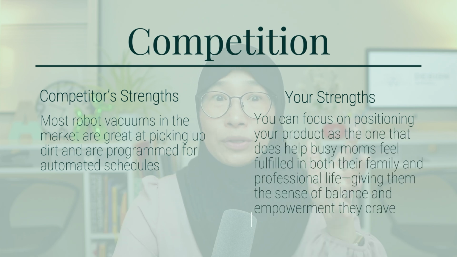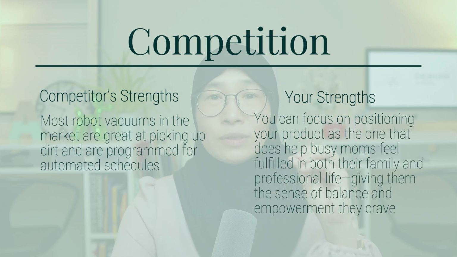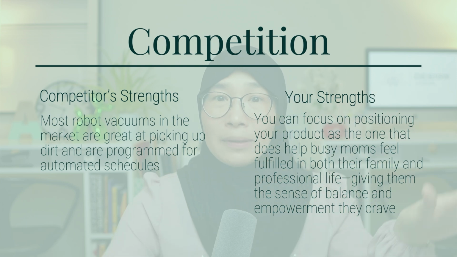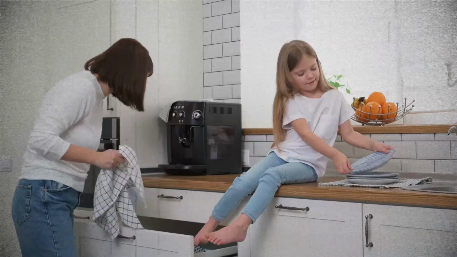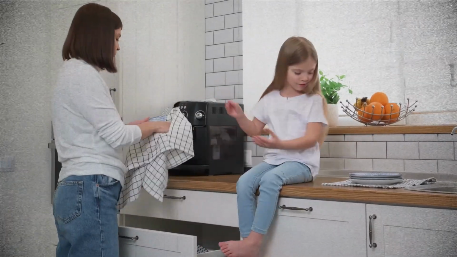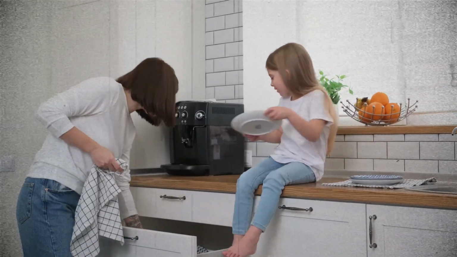So then let's go to your strengths, right? Well, now you can focus on positioning your product as one that can help busy moms fulfill both family and professional life, giving them a sense of balance and empowerment that they crave. So I think maybe the robot vacuum is not doing it right now, but this is the potential. It's relatively easy to focus on these emotional benefits. So your differentiator now becomes not just about cleaning. It's about helping busy working moms succeed in both their personal and professional lives. And do you see it? We are now focusing on emotional benefits, not just the features or function of the product.